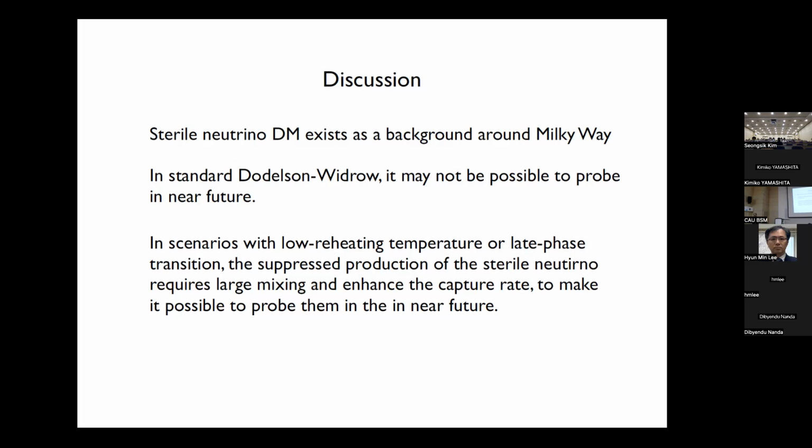So it's very promising. The active neutrino is still at some 0.1 events per year, but the sterile neutrino can be larger than that by a factor of 10. So yeah, we can study this one.